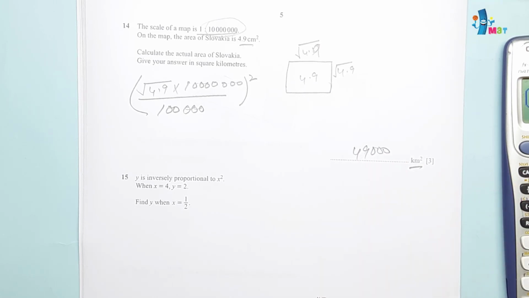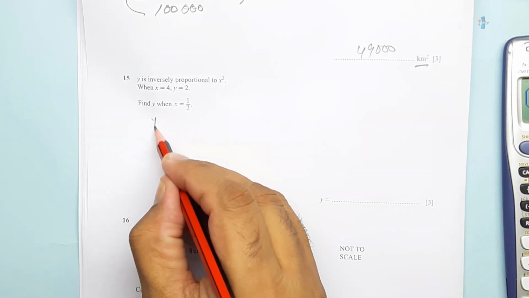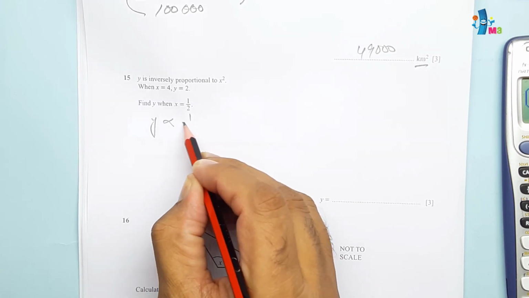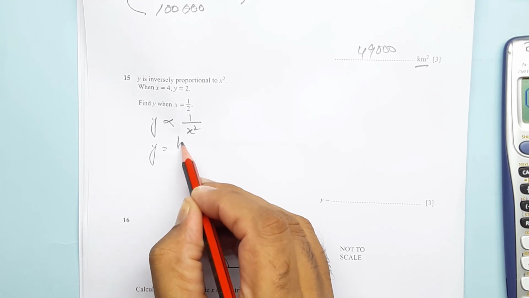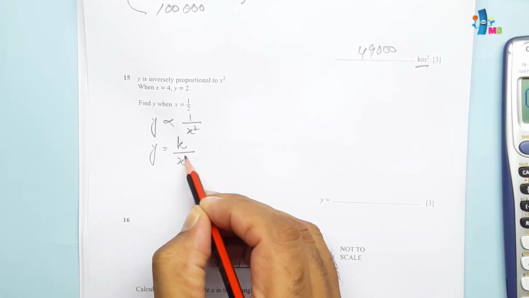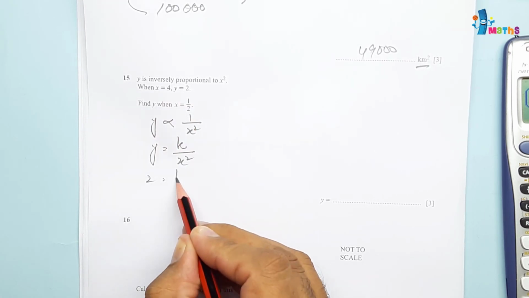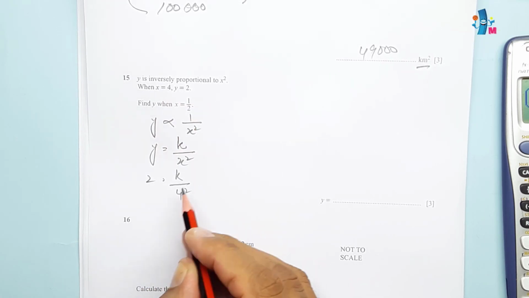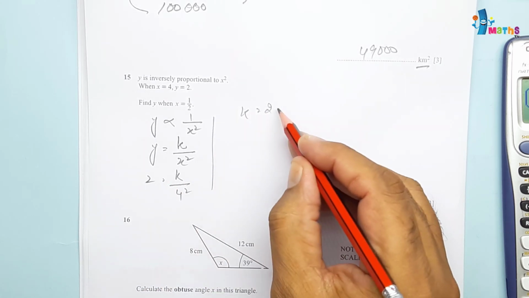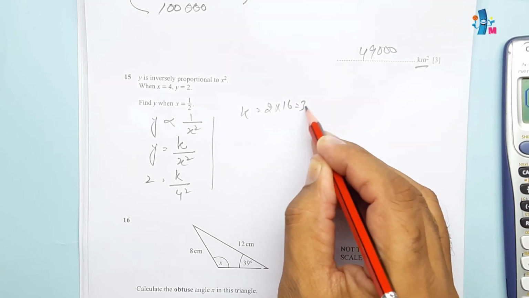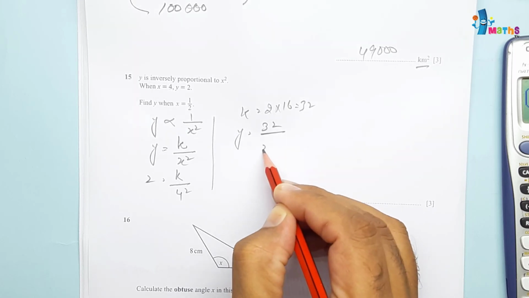Then question number 15 is inverse proportionality. Basically, y is inversely proportional to x square. So we can write like this: y is equal to k as a constant over x square, and x is equal to 4 when y is equal to 2. So k over 4 square. So k will be equal to 2 multiplied by 16. This is equal to 32. So this equation will become y is equal to 32 over x squared.